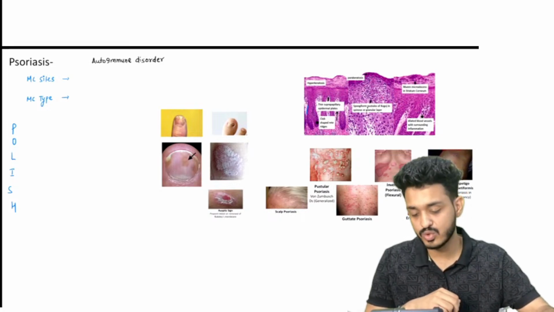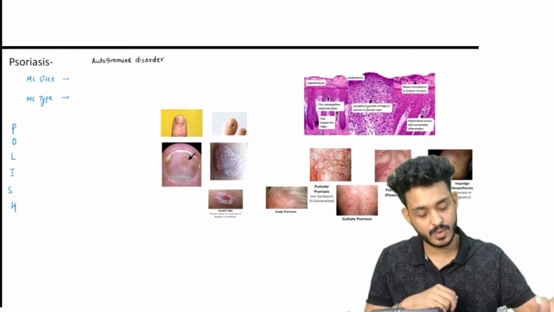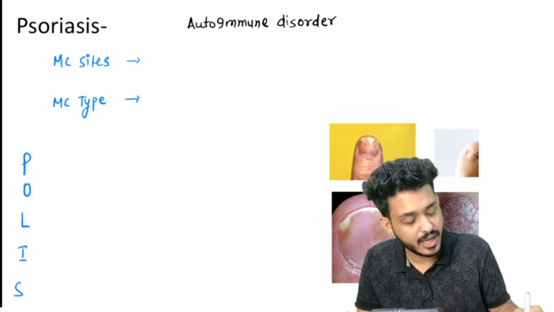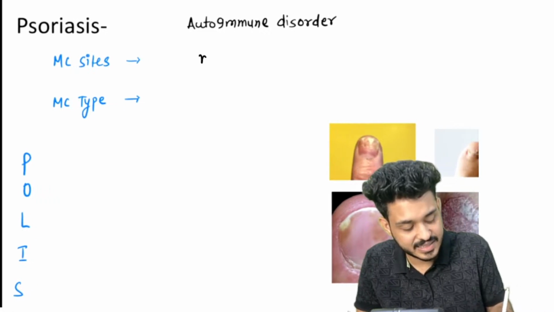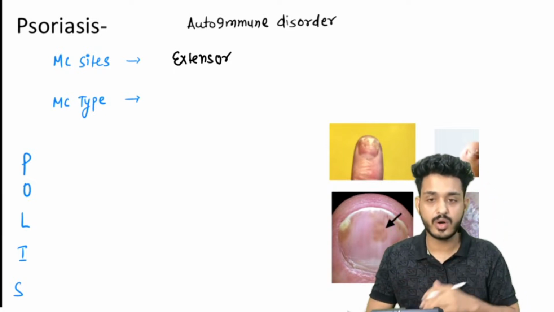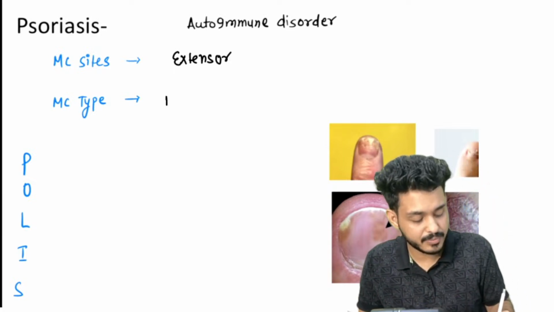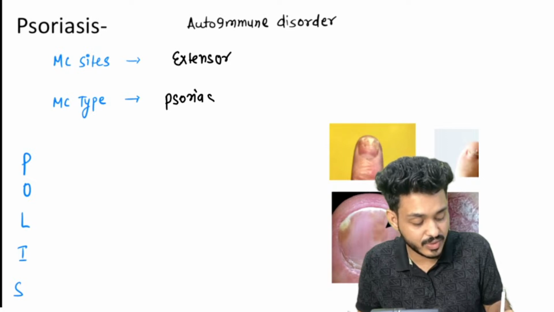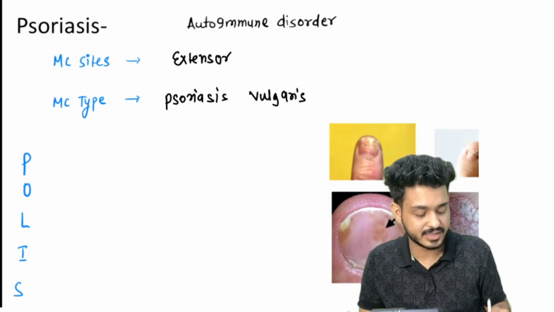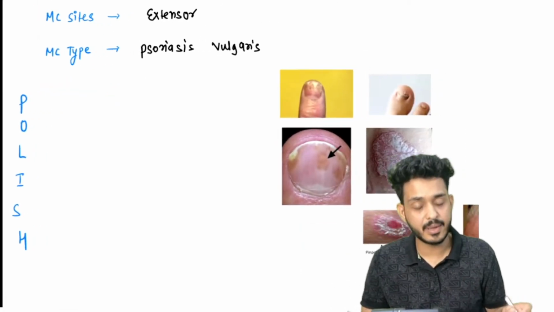First of all, what is the most common site of psoriasis? Remember, guys, psoriasis is basically an autoimmune disorder, and the most common site will be the extensor surface of the body. The most common type of psoriasis will be psoriasis vulgaris. Okay, psoriasis vulgaris. What is the mnemonic that you need to remember?